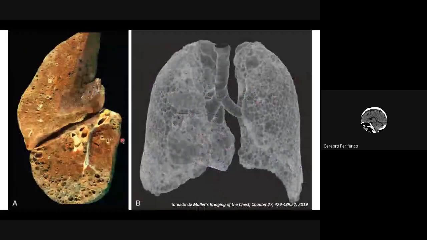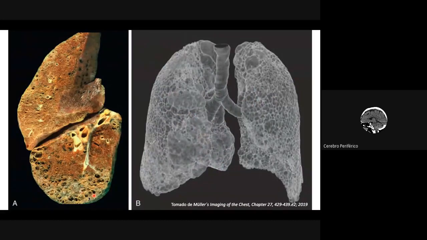Then this is the appearance of the whole lung. You see that it affects more the bases and also the periphery of the lung. You can see here extreme honeycombing on the bases and the subpleural parenchyma, and then you can see areas of fibrosis in between the honeycombing formations.